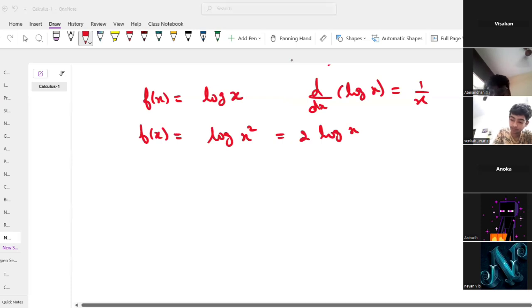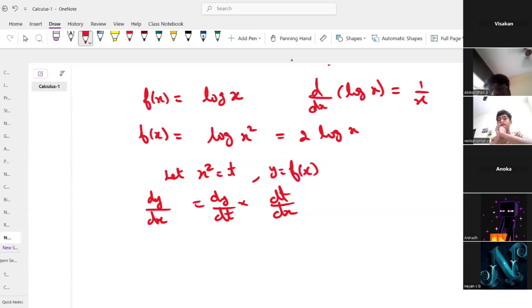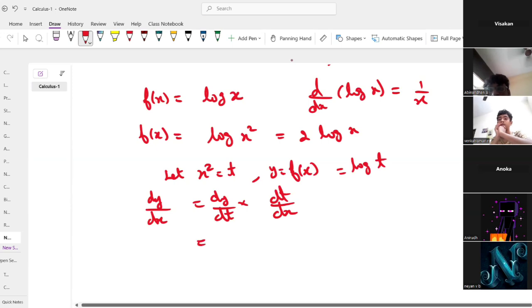Or else, if you still love doing chain rule, you can let x square be equal to t. Like I said previously, dy by dt into dt by dx will apply now. After I apply x square equal to t, my function y will become log t alone, correct? So what will be differentiation of log t? 1 by t, right? Multiplied by dt by dx. So if t is x square, what is dt by dx?